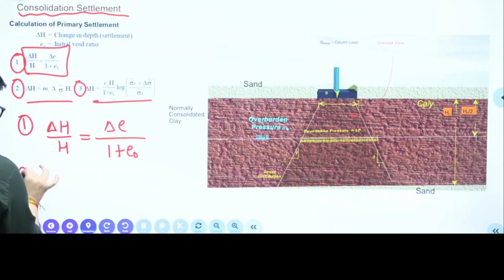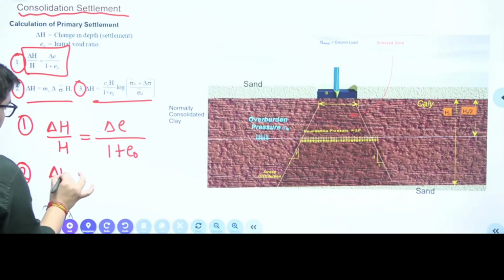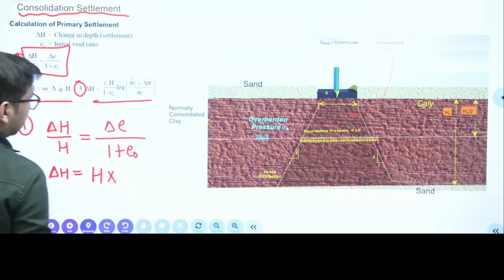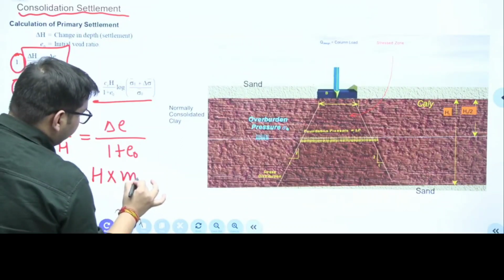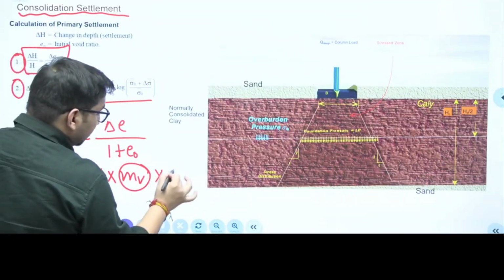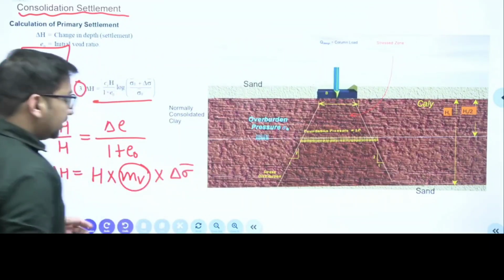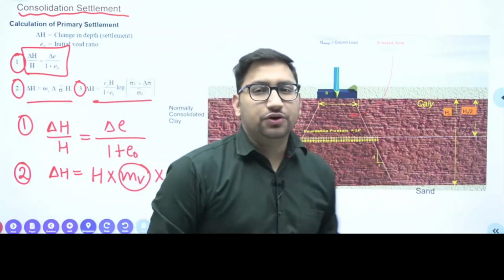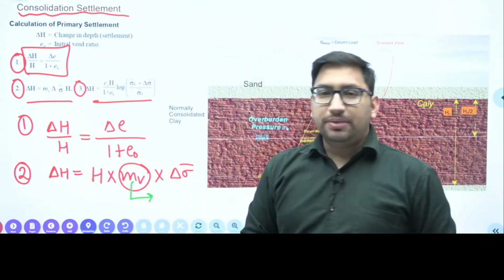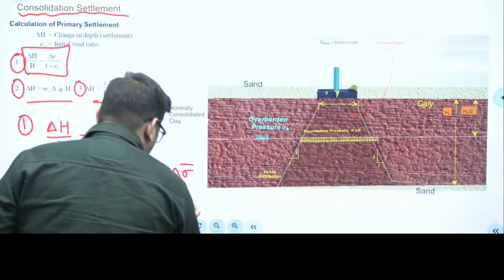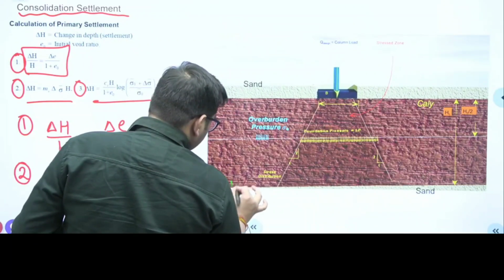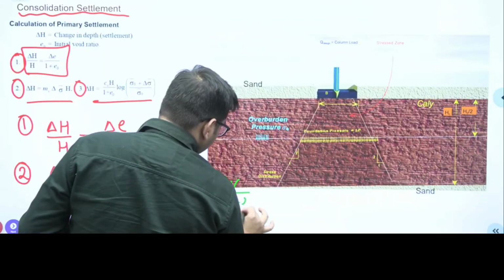The second formula is your settlement value. It is nothing but the thickness of compressible layer into mv. mv is your coefficient of volume compressibility, into change in effective stress. Now this is the particular term which is important for you. All other terms you might know. This is your coefficient of volume compressibility. The formula for this is mv equal to av upon 1 plus e naught, right?